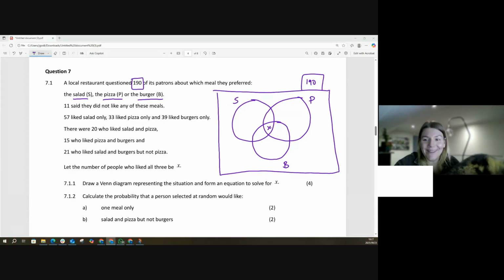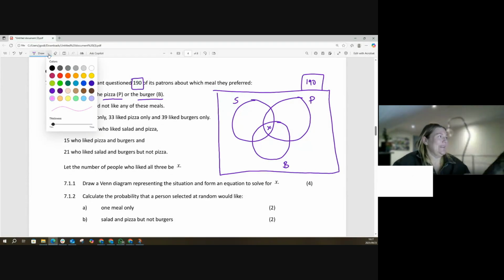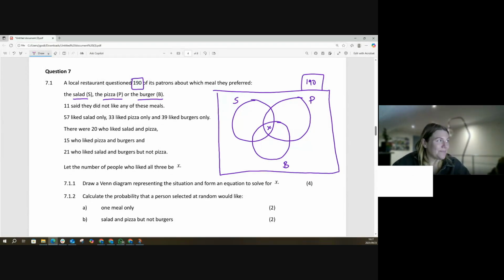Okay, let's try. So let's start to play with these numbers. 11 did not like any of the meals, so we've got 11 chilling out here. 57 liked salad only. 33 liked pizza only. 39 liked burgers only.